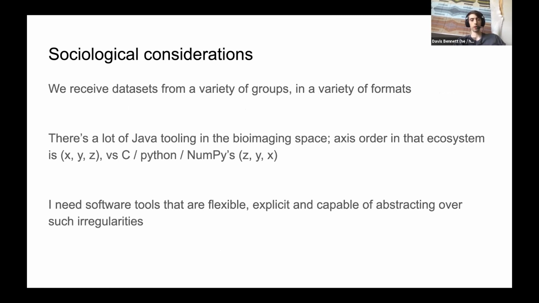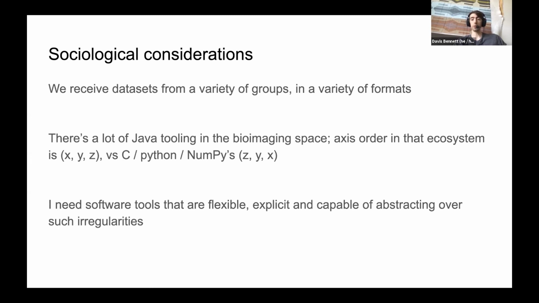Also, I have the pleasure of working with a lot of Java tooling in the bioimaging space. And the axis order in that ecosystem is flipped relative to the C, Python, NumPy axis order. And this means that if I were doing everything with NumPy or Dask arrays, and I didn't have any semantics for my array indices, I would be getting into axis order bugs all the time. Because often you'll encounter metadata that doesn't specify which axis has 4 nanometer resolution. It just gives you a list of resolutions. And you have to know based on the metadata, is this XYZ or ZYX?